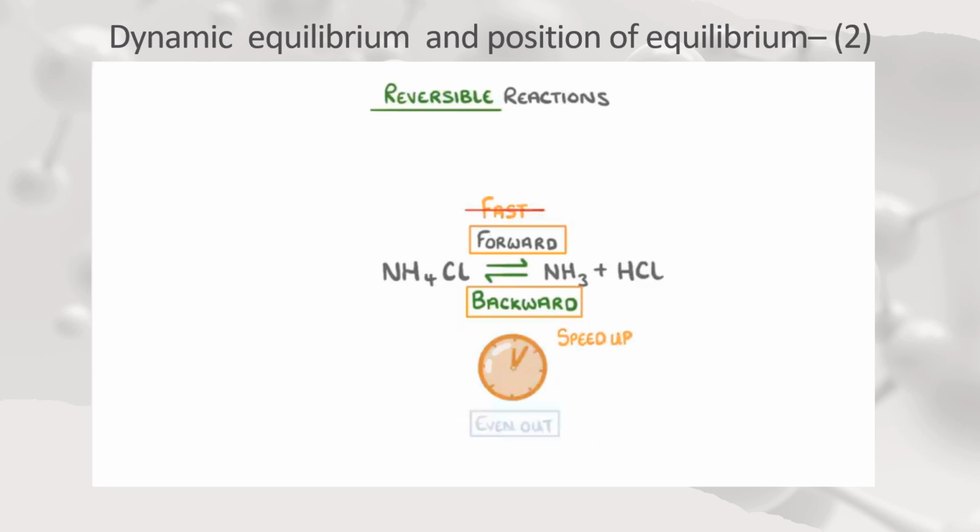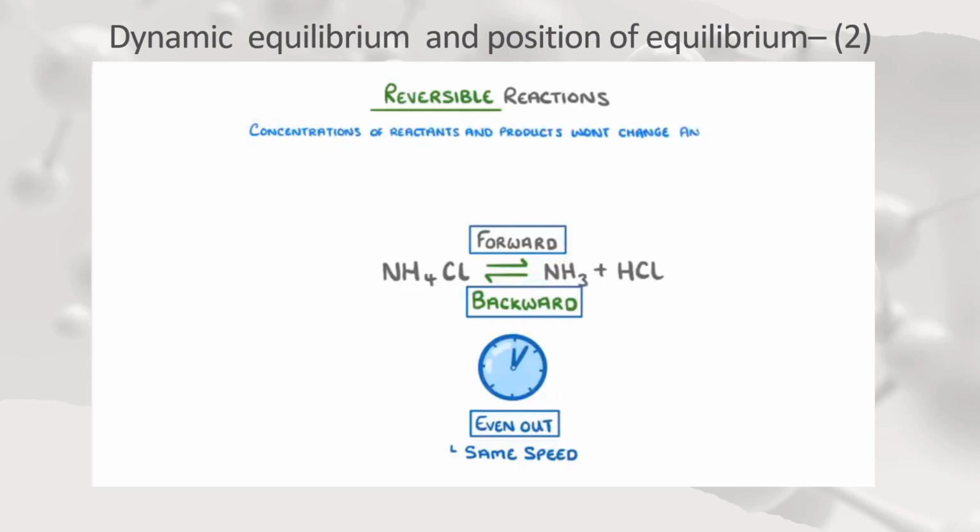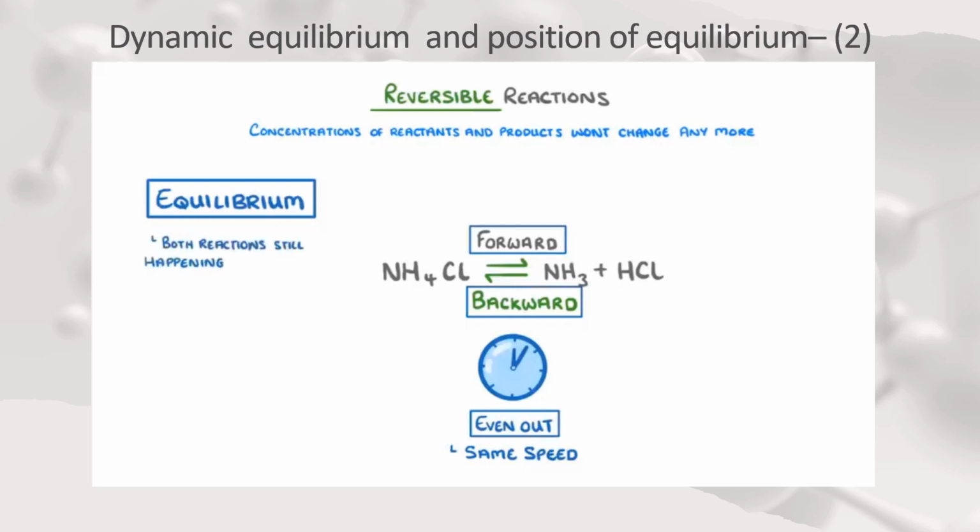After a while, the rates will even out, and the forward and backward reactions will be going at exactly the same speed. At this point, the concentrations of the reactants and products won't change anymore, so we can say that the reaction is at equilibrium. So to clarify, at equilibrium, both reactions are still happening, but they effectively cancel each other out. So there's no overall change in the concentrations of the reactants or products.